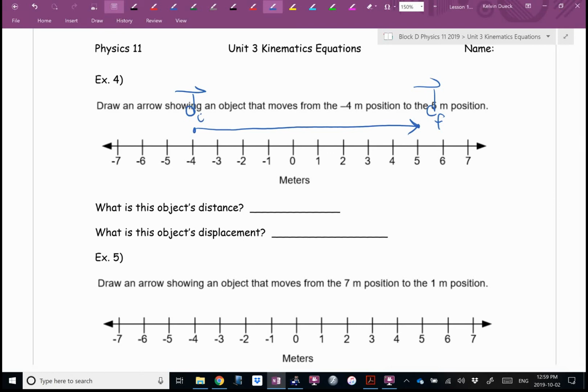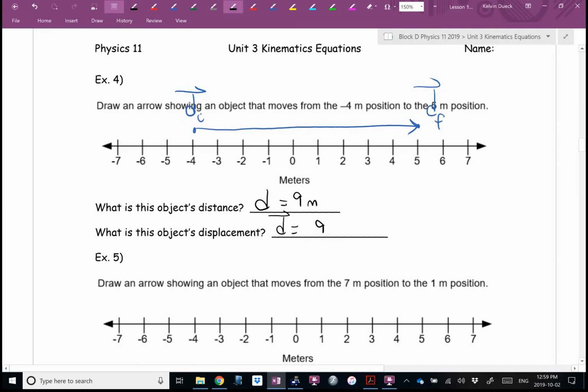So what is this object's distance? Kyle, what is this object's distance traveled? Thank you for sticking in the units. What is this object's displacement? I'll show that it's displacement by putting the vector symbol on it. What's the magnitude of this object's displacement, of this object's change in position from where it started? Still 9.